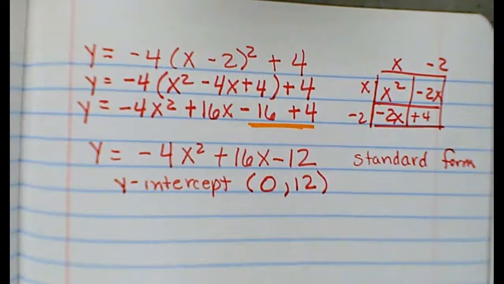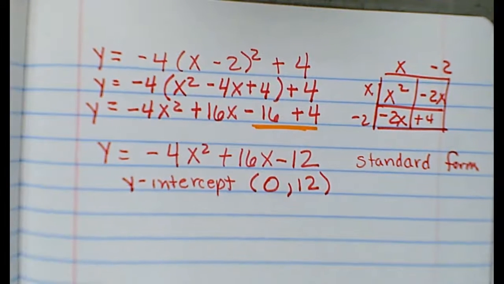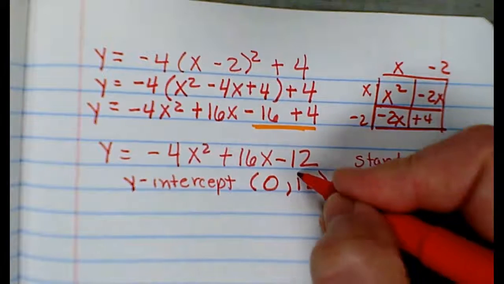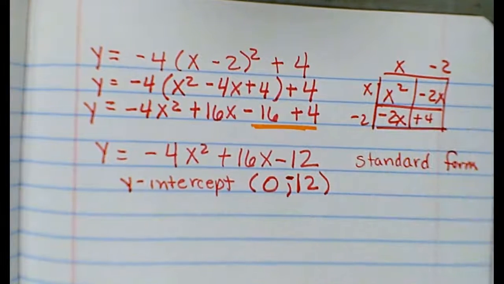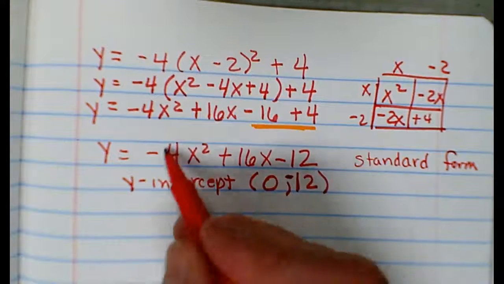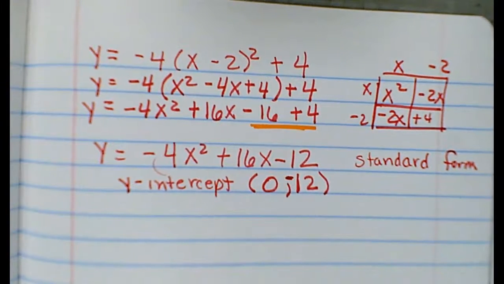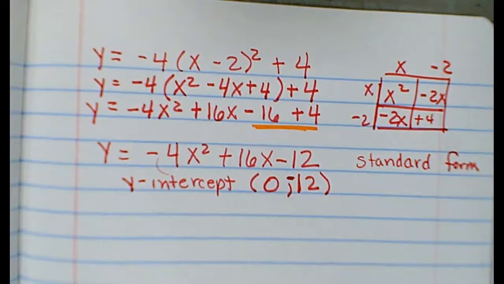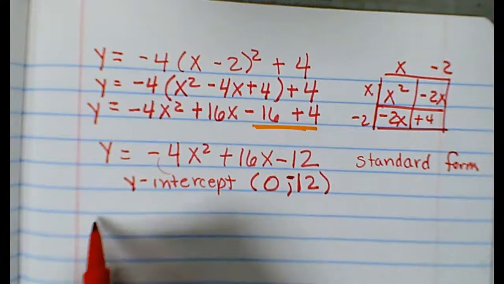In standard form, the y-intercept is the c. Was the c a positive 12? The y-intercept is a negative 12, because this zeroes out and that zeroes out, and the only thing that would be left would be negative 12 if I substituted a 0. So the y-intercept is (0, -12).